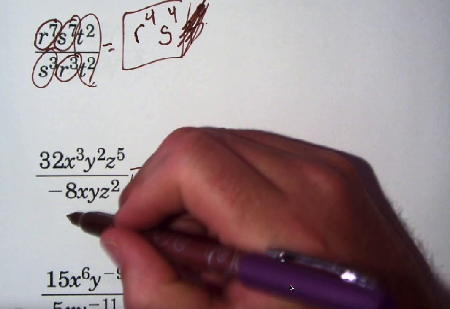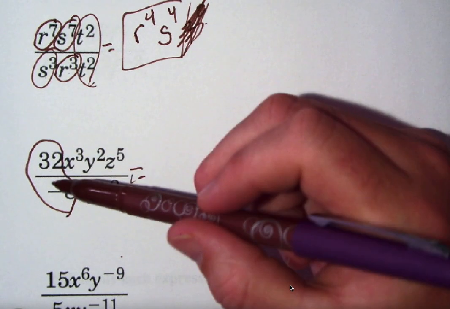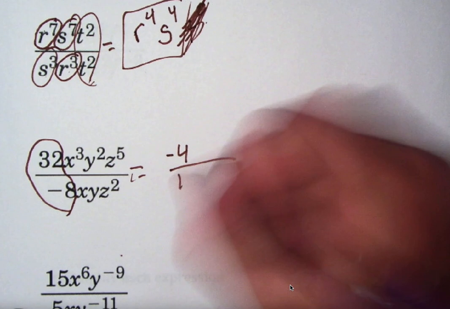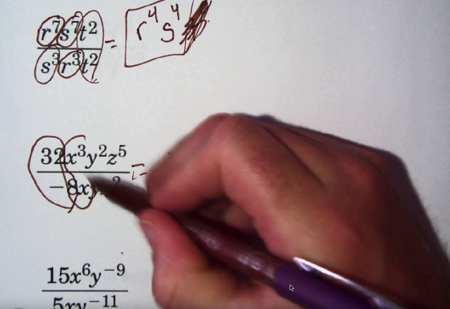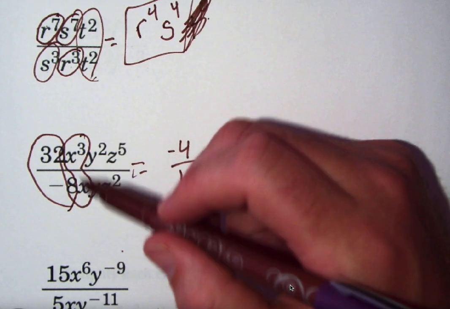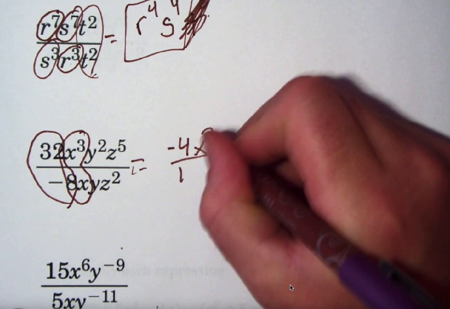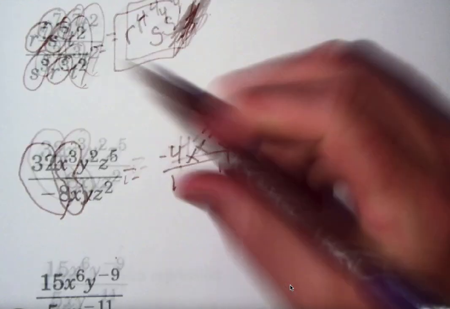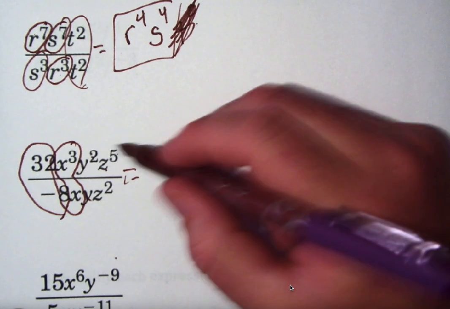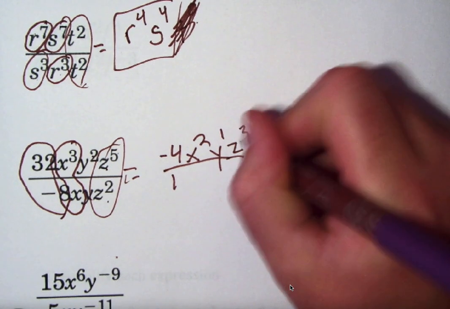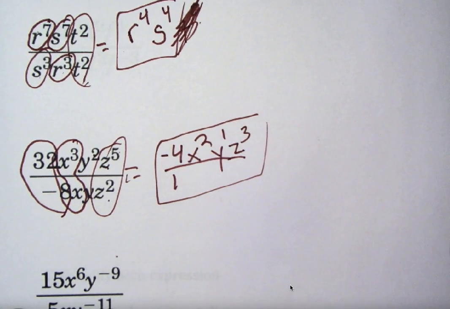Here. This is more like the one you're going to see on the final. Here, we'll handle this first. 32 divided by -8 is -4 over 1. X to the 3rd over x. You have 3 x's multiplied together on top, 1 on the bottom, so we're left with x squared on top. 2 minus 1, we have y to the 1st on top. Z to the 5th divided by z to the 2nd. Again, you subtract the exponents when the bases are the same. And there we have it.